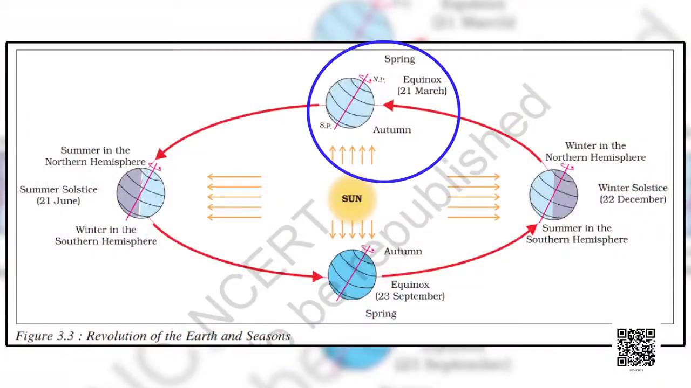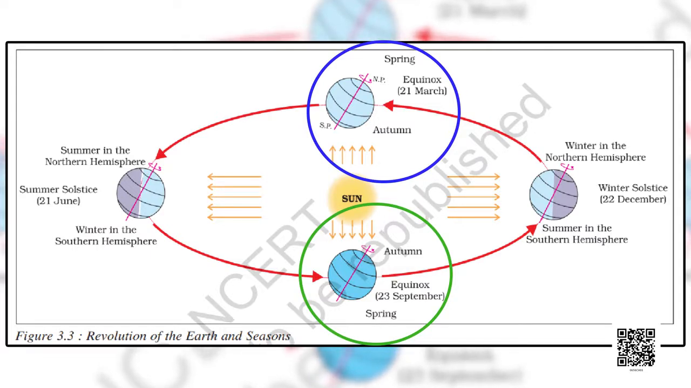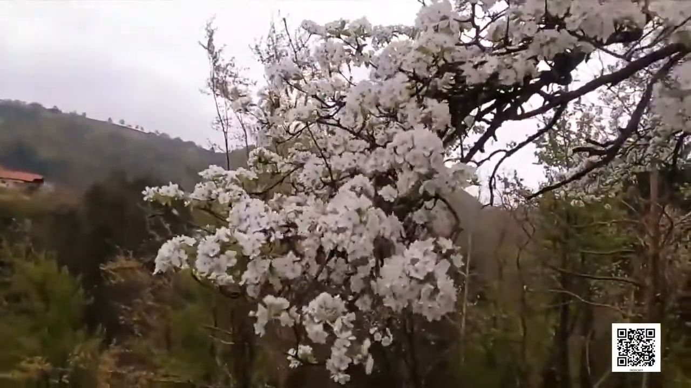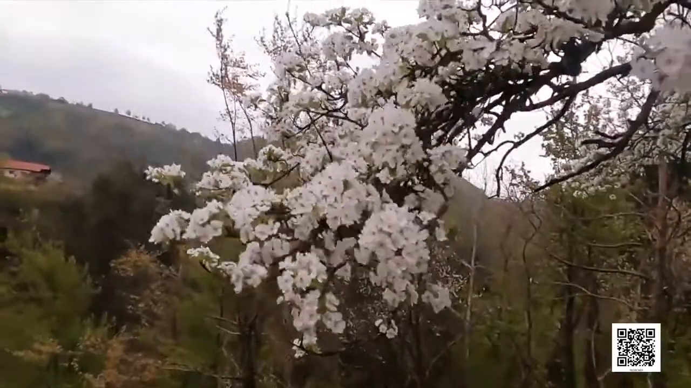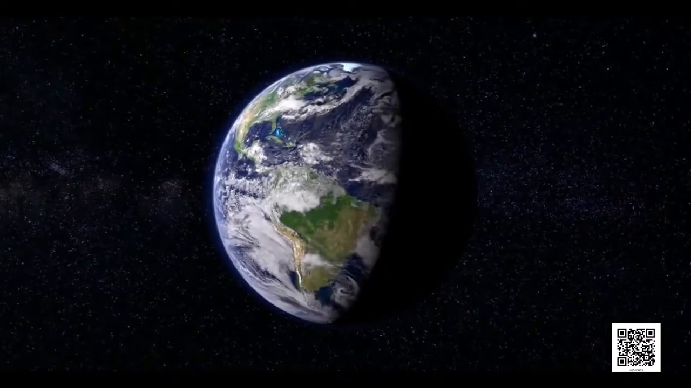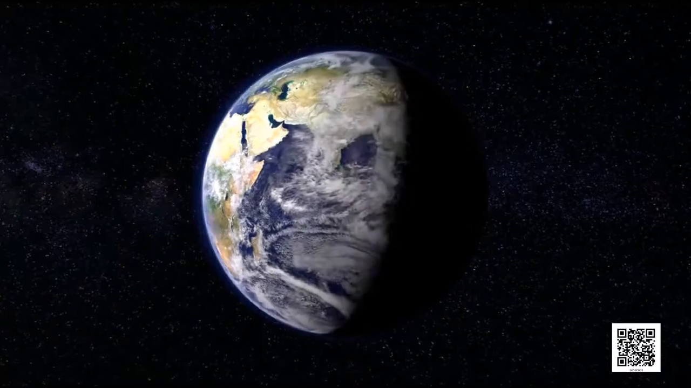On 21st March and 23rd September, direct rays of the sun fall on the equator. At this position, neither of the poles is tilted towards the sun. So, the whole earth experiences equal days and equal nights. This is called an equinox. On 23rd September, it is autumn season in the northern hemisphere and spring season in the southern hemisphere. The opposite is the case on 21st March, when it is spring in the northern hemisphere and autumn in the southern hemisphere. Thus, you find that there are days and nights and changes in the seasons because of the rotation and revolution of the earth respectively.